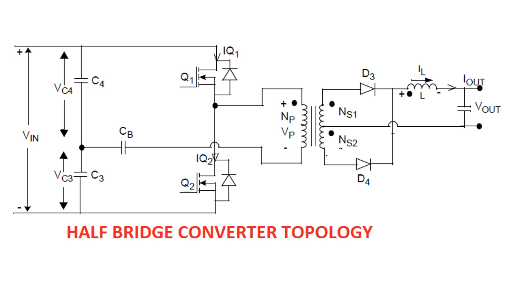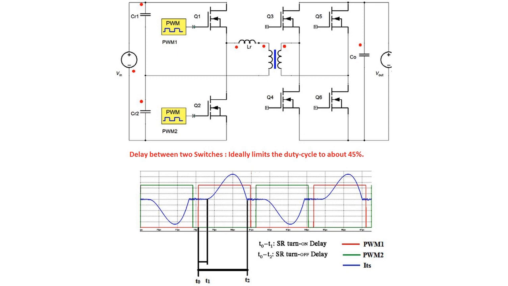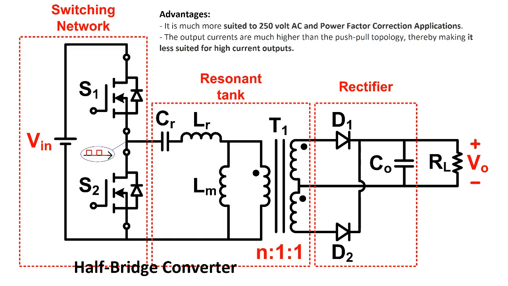Half-bridge converter. The half-bridge topology, like push-pull topologies, can be scaled up well to higher power levels and is based on the forward converter topology. This topology also has the same issue of shoot-through current if both switches are on at the same time. In order to control this, there needs to be a dead time between the on times of each switch. This limits the duty cycle to about 45%. Beneficially, the half-bridge topology switching stresses are equal to the input voltage and make it much more suited to 250 volt AC and power factor correction applications.